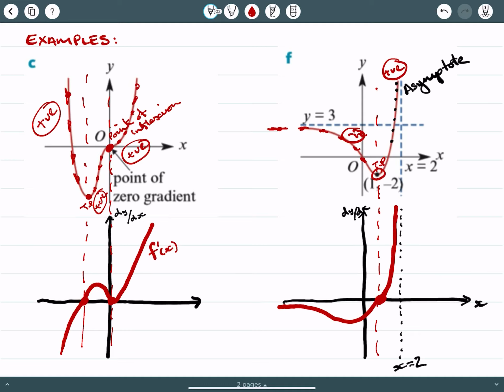But remember, as x approaches negative infinity, dy dx approaches 0. And that's what I'm trying to show with my graph here. You know, as it gets close, it's getting closer to the x-axis.